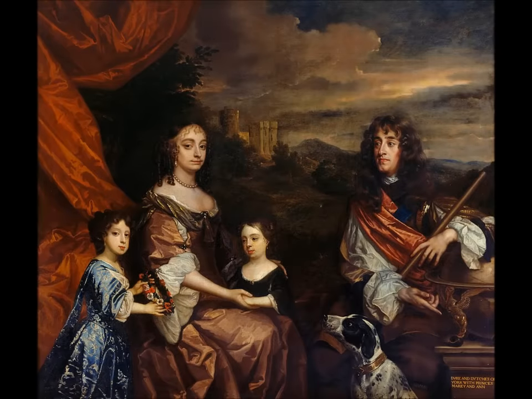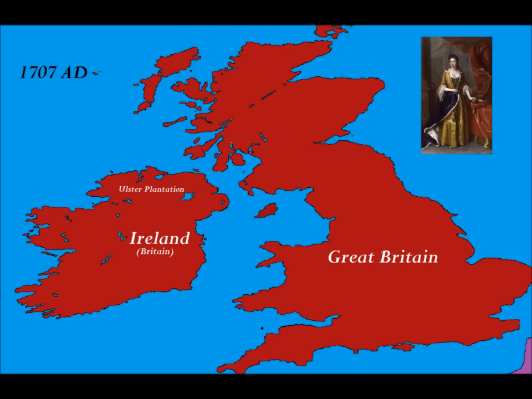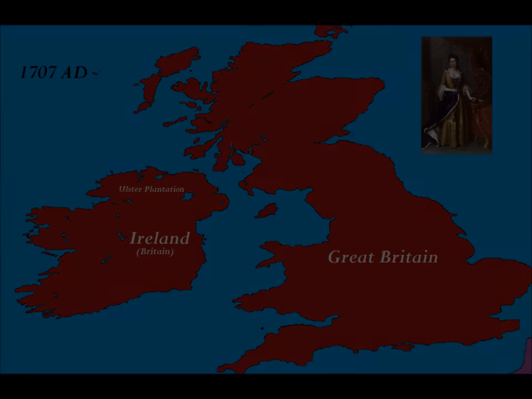In 1707, under Queen Anne, the successor of the joint monarchs King William III and Mary II, the Acts of Union merged the kingdoms of England and Scotland into the United Kingdom of Great Britain. Ireland was no longer just a possession of England, it was now a part of the British Empire, which would spend the next two centuries becoming the largest empire in world history.